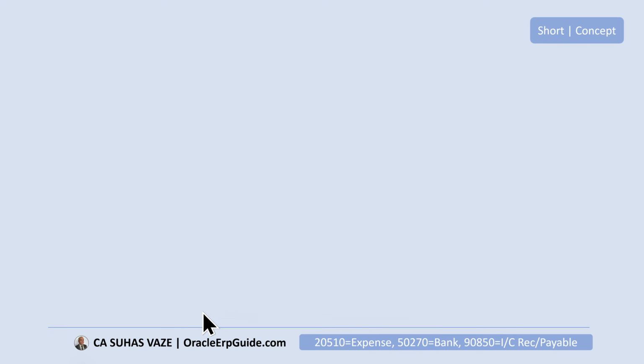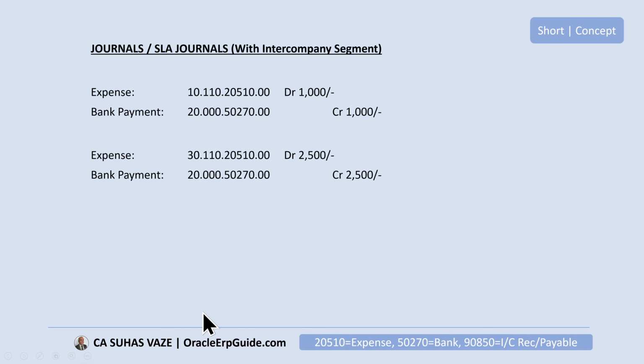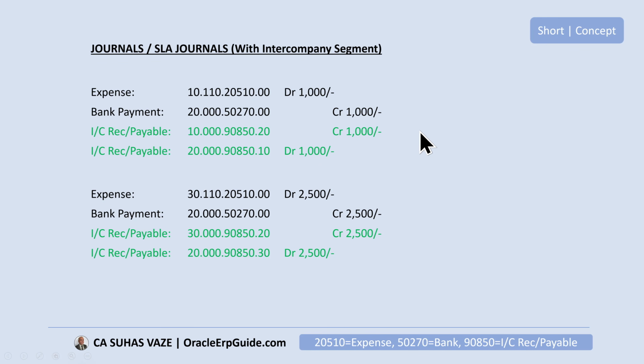Now let us go further and understand what happens when we use the intercompany segment. This fourth segment is the intercompany segment, and we are entering zeros there when we are doing a manual entry or when we are doing a payment or invoice in payables or any transaction in the submodule. And when we process that particular journal, it would automatically insert lines like this. Now let us look at these lines carefully.